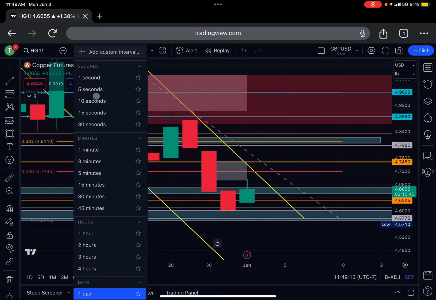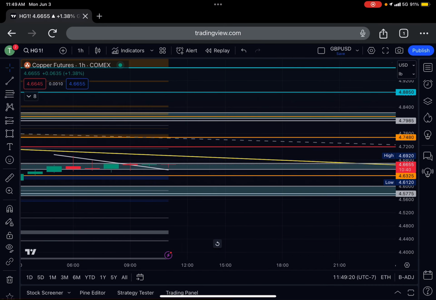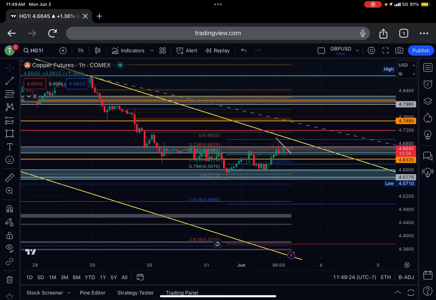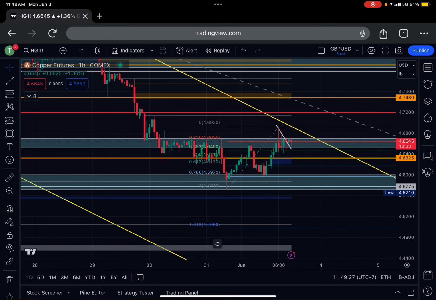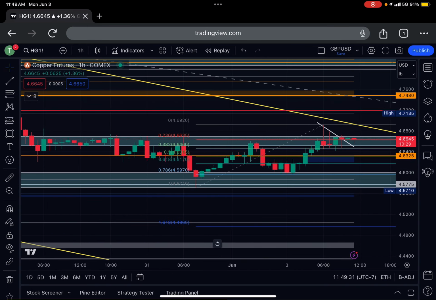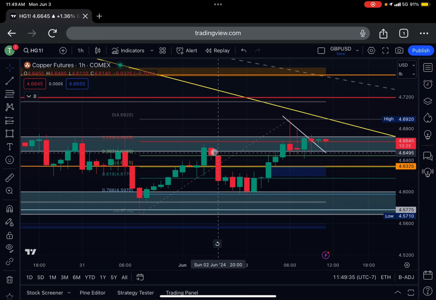For the sake of time, I don't want to be wasting your guys' time, but I want to just show you how I took this trade, and I actually took 100 points. So one tick on copper on one contract, if you're trading copper futures, is $12.50. So I made $1,250 on this trade, taking the short from here and riding it all the way down to this demand area right here.